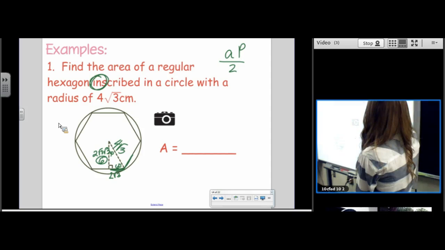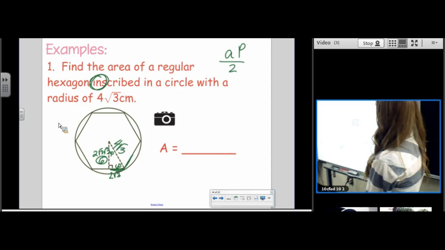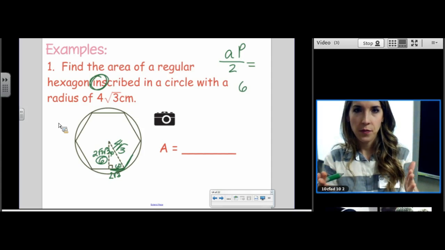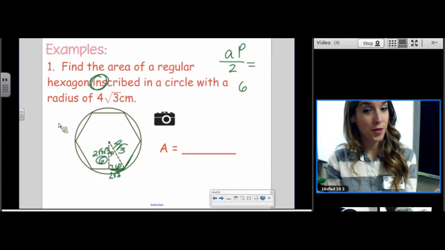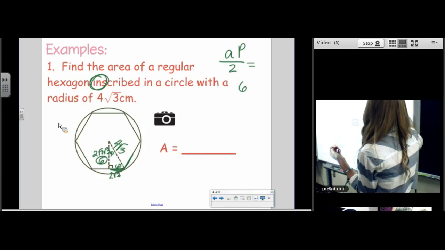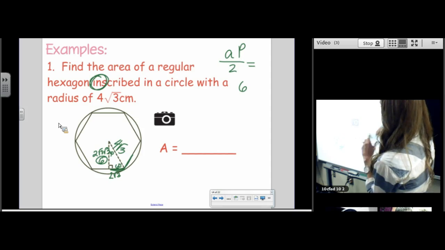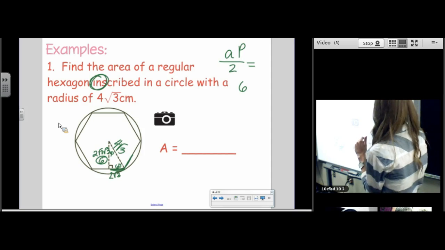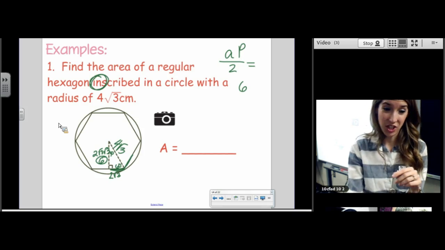So the apothem is 6. What's the perimeter? Well, half of the side is 2√3, so the whole side is 4√3. And how many sides are there? There's 6 sides. Apothem times perimeter divided by 2.